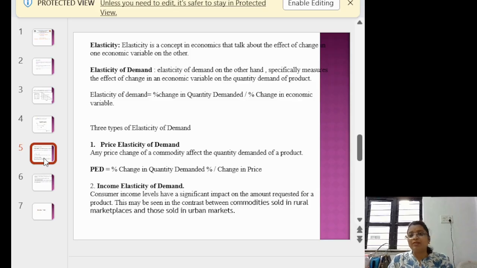Then first, price elasticity of demand. Its formula is price elasticity of demand is equal to percentage change in quantity demanded to the percentage change in price. Okay, if the price of a particular commodity changes, then what is the effect of that on the demand of that commodity? Okay, then income elasticity of demand.